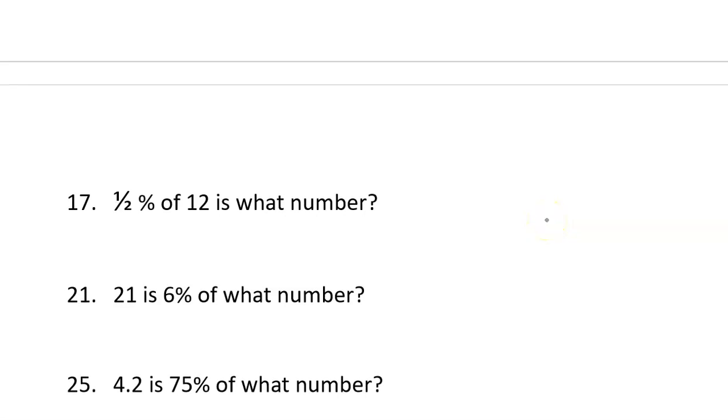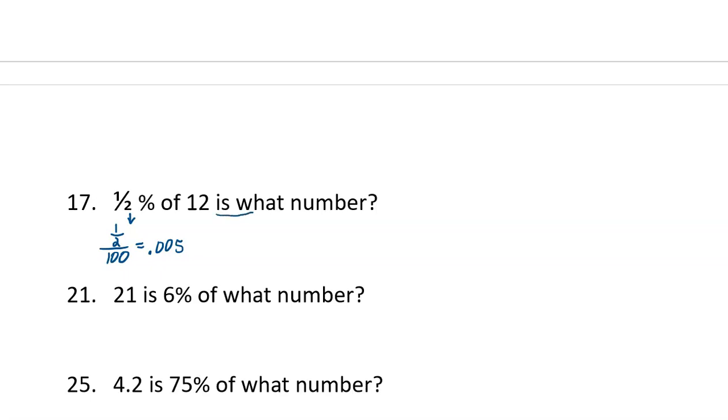Now number 17. 1/2% is 1/2 out of 100. What is this as a decimal? 1/2 divided by 100 is the decimal 0.005.